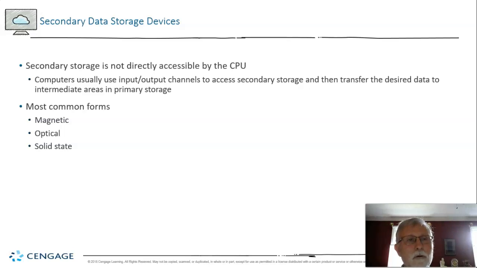You've got some common forms. You've got magnetic, which is really not common anymore. Optical and solid state are the ones you're seeing. Now, a lot of your new computers are coming with solid state secondary storage. Your optical would be your CD.